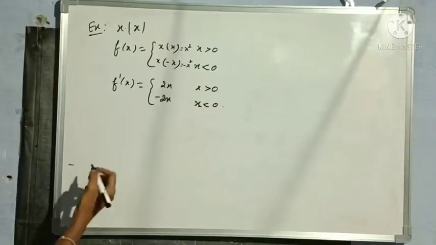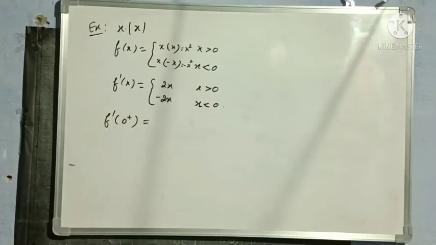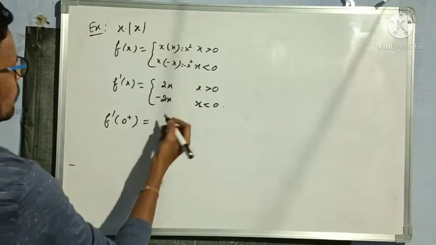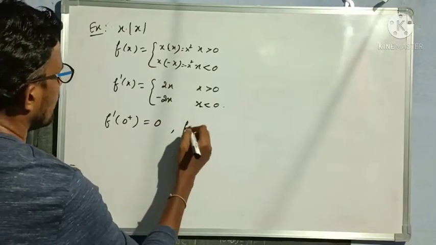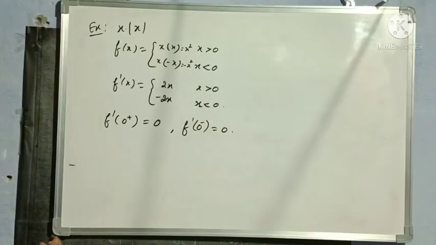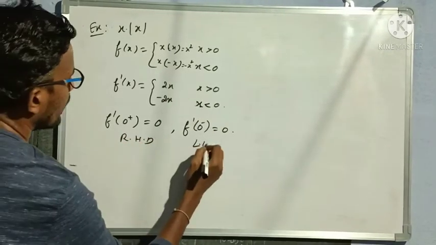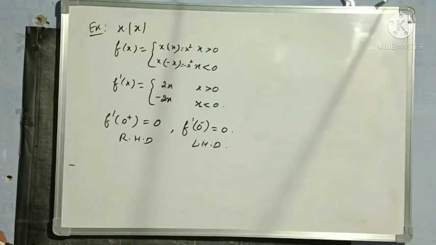Now let us see the f dash of 0 plus and 0 minus for this also. F dash of 0 plus, 2 into 0, is 0. And in the same way, f dash of 0 minus, 2 into 0, is also 0. So here our RHD is 0 and our LHD is also 0. So LHD is equal to RHD, so our function is derivable.